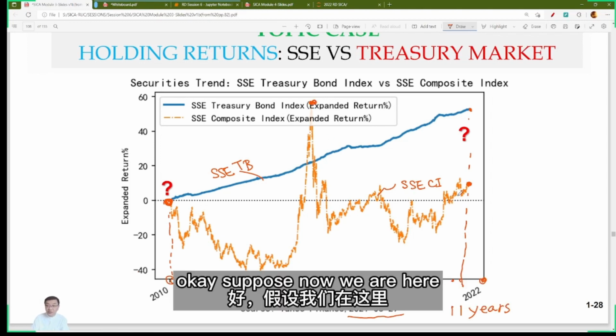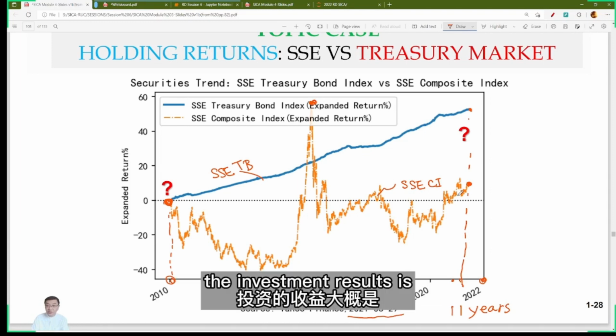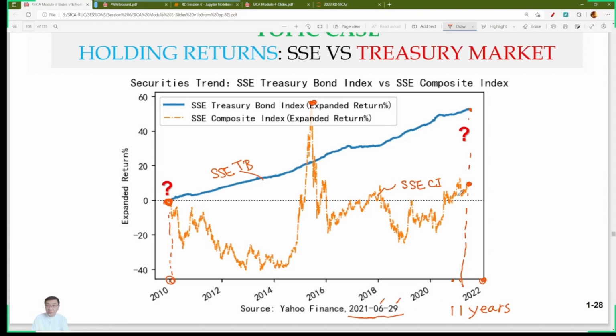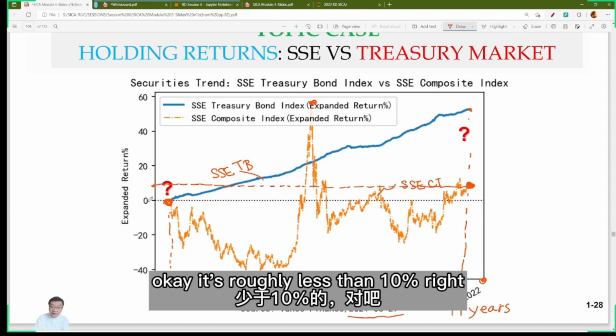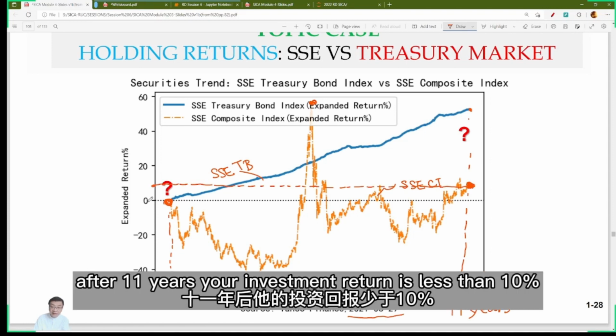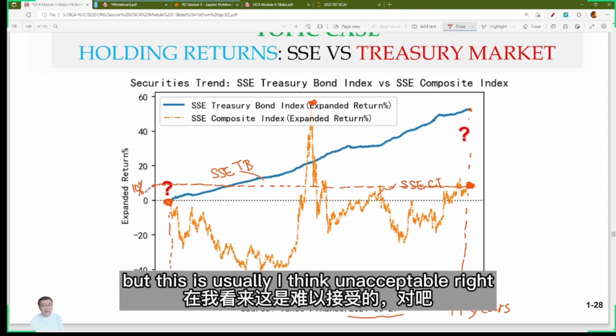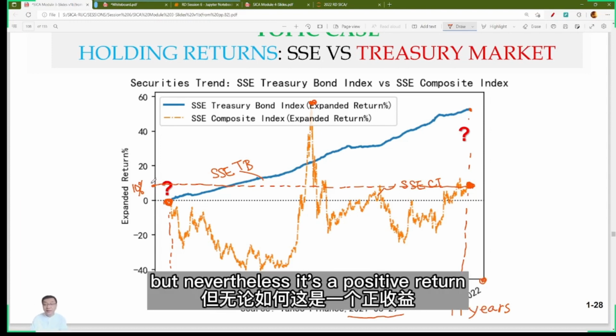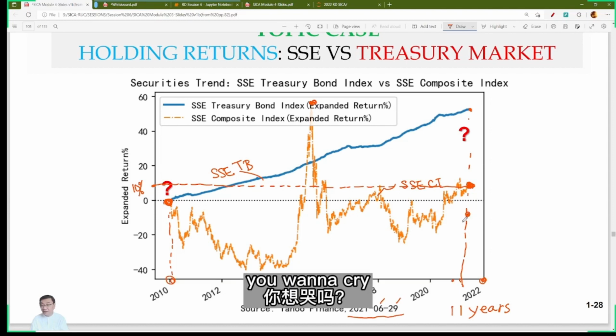Okay, suppose now we are here. The investment result is roughly less than 10%, right? After 11 years, your investment return is less than 10%. This is usually, I think, unacceptable, right? But nevertheless, it's a positive return. What if you have a negative return? You want to cry? Okay.